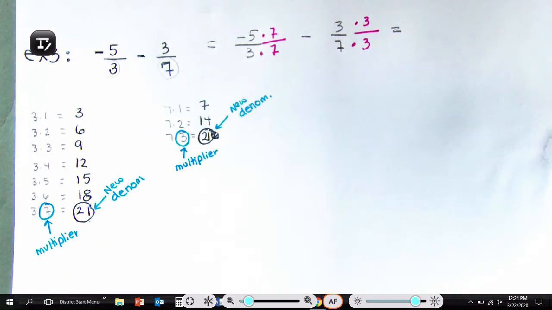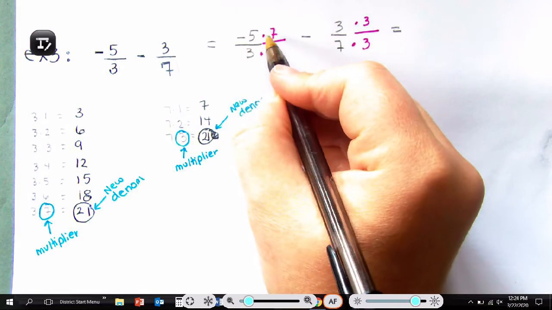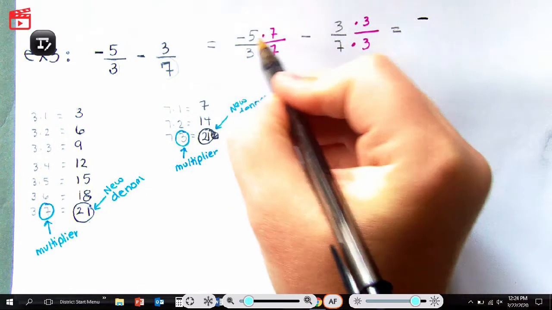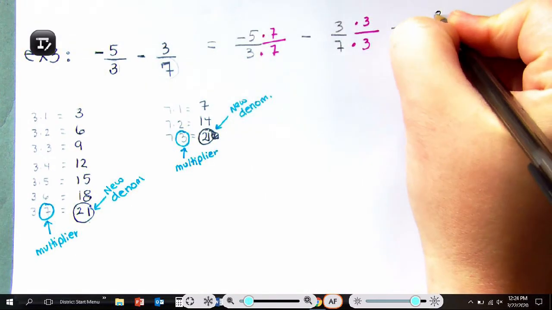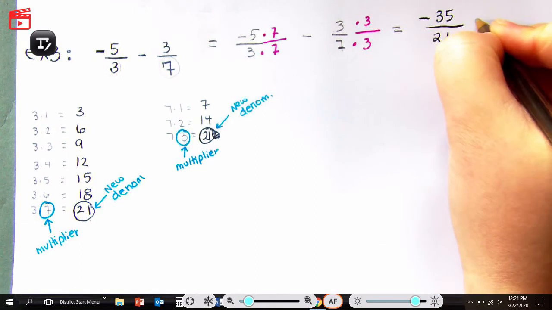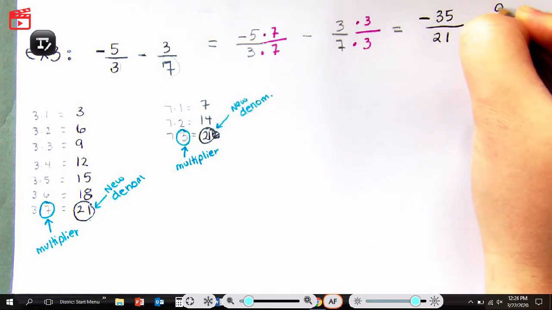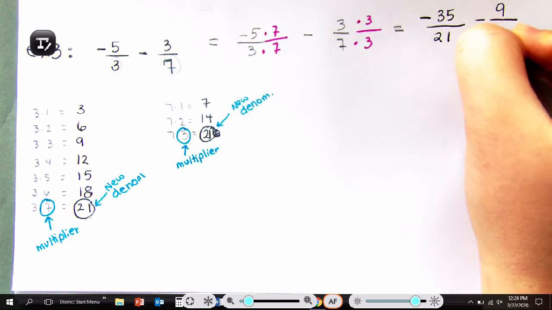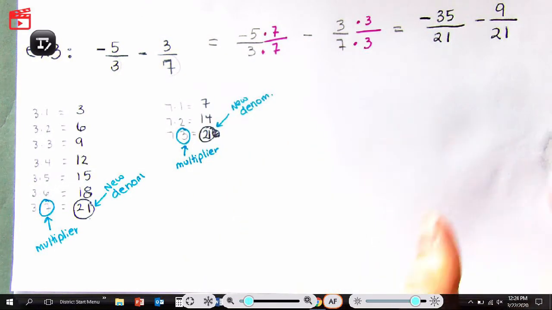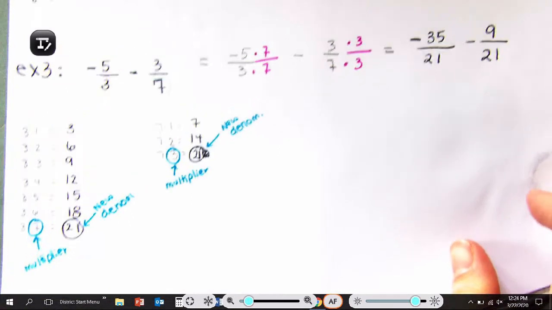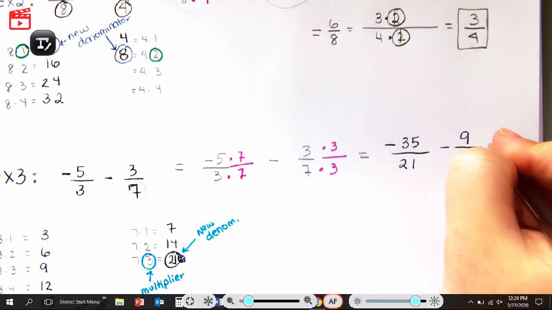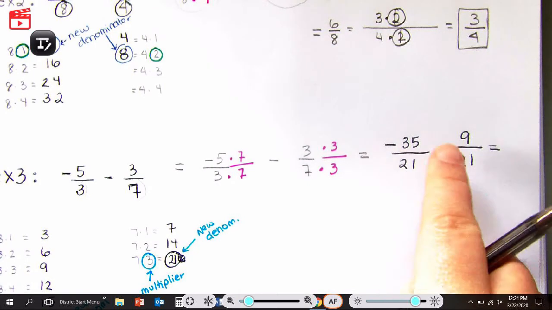So then what do I have? I have 5 times 7. Don't worry about this negative, just bring that negative over. 5 times 7 is 35. 7 times 3 is 21. Minus 3 times 3 is 9. 7 times 3, we already know that. We know the denominator will be 21 because it's the lowest common multiple. Okay, so now we have negative 35 minus 9.